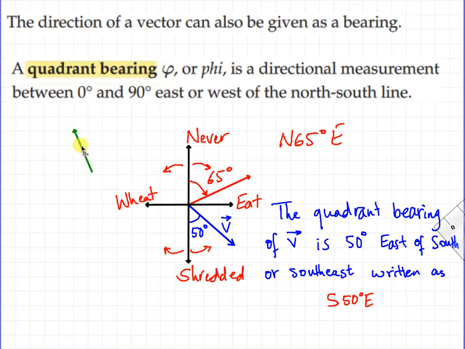One more. This arrow here has an angle, let's say, of 20 degrees. So the quadrant bearing of this vector is 20 degrees west of north. All right? Okay, so this is for the quadrant bearing.